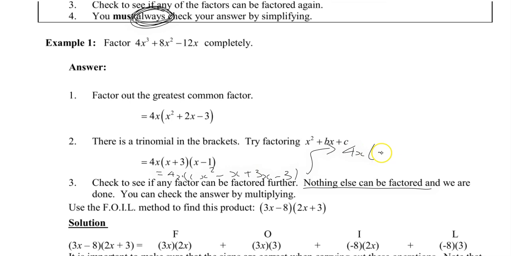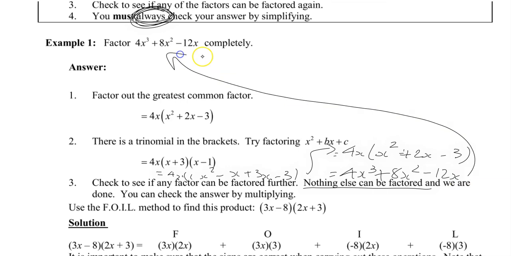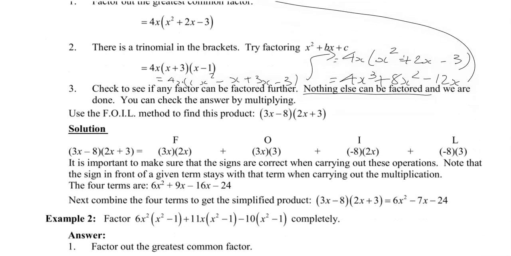4x, let's combine. So x squared plus 2x. Whoops, heavy on the eraser. And then 4x cubed equals plus 8x squared minus 12x. Okay, which is the original. Okay, so factor and then check.